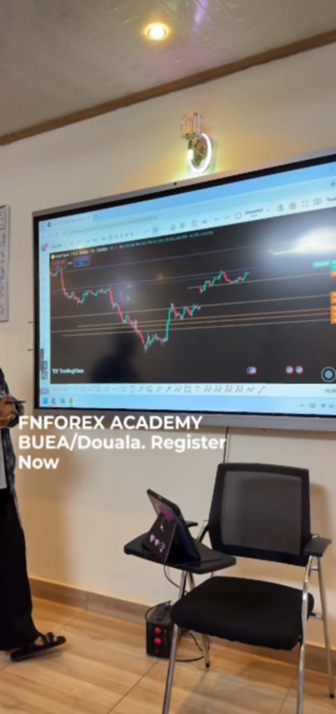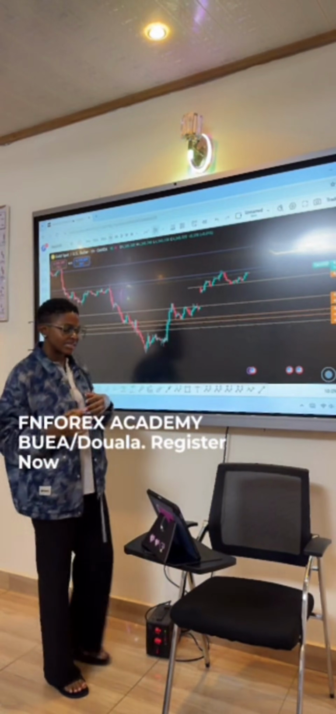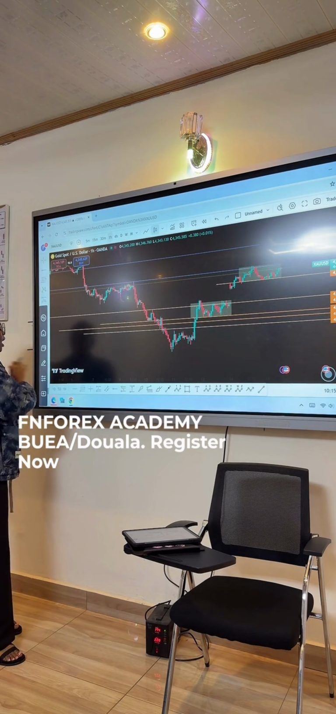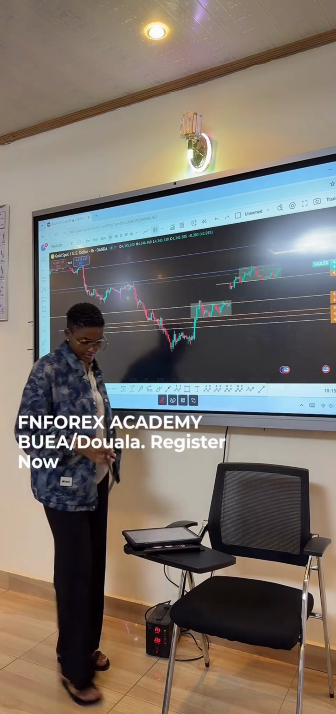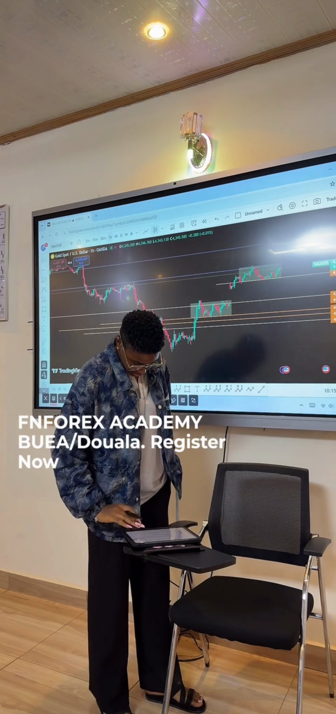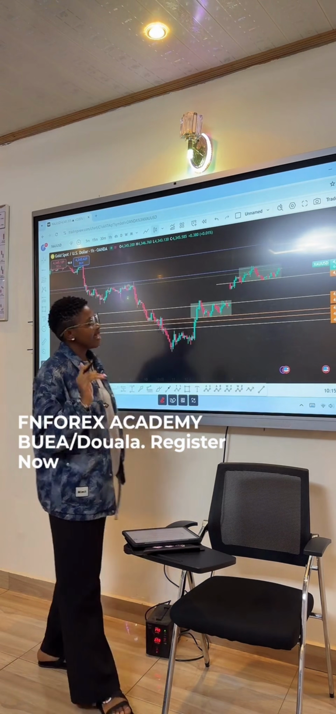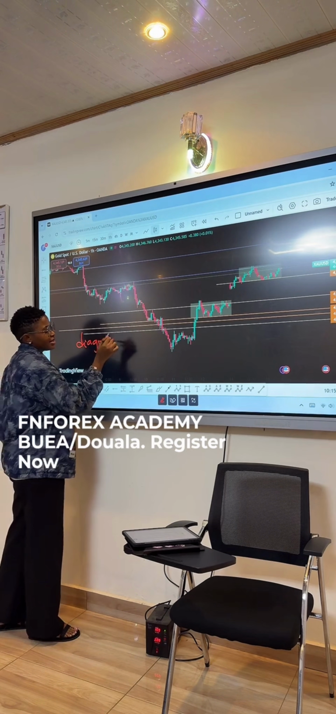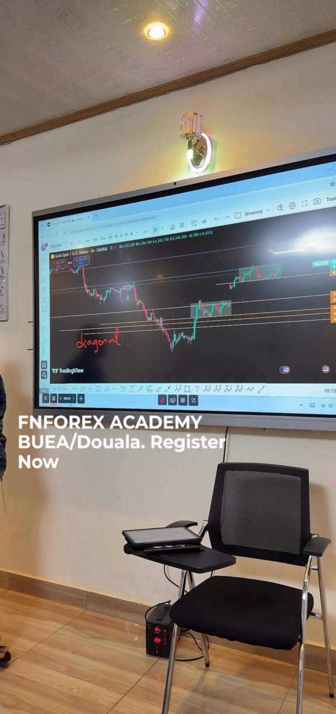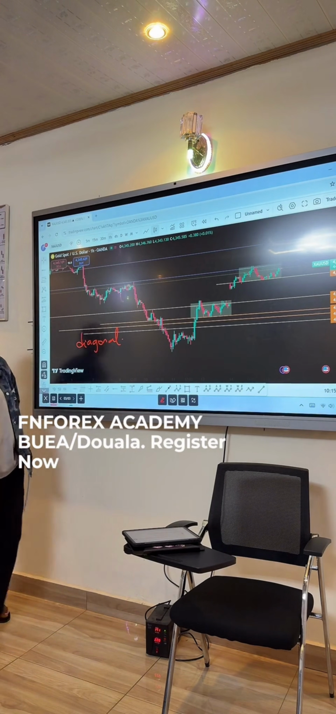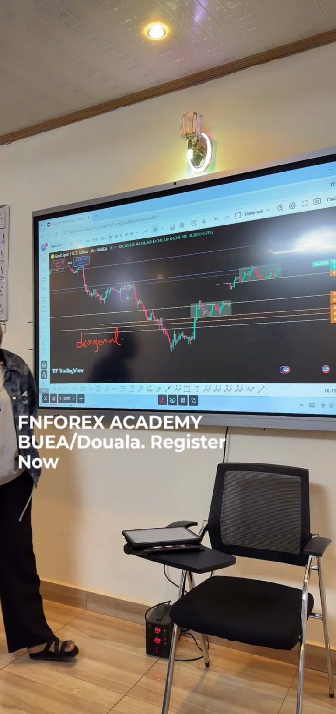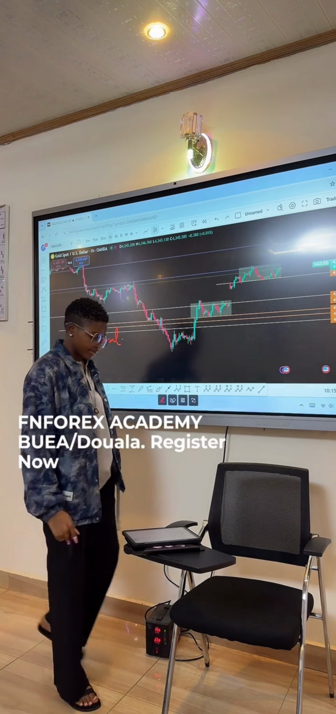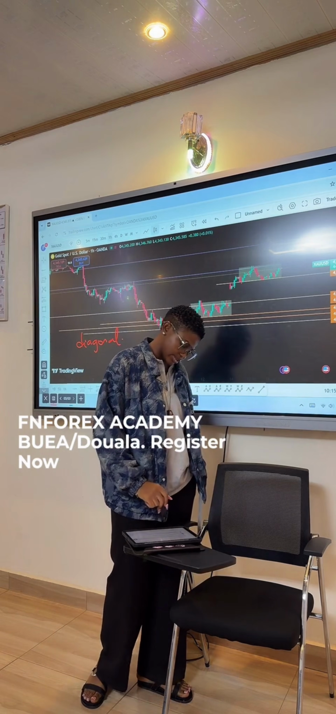Okay, so today we'll be starting with understanding trend lines. Trend lines are very, very important. A trend line is a diagonal support or resistance line that connects multiple prices.